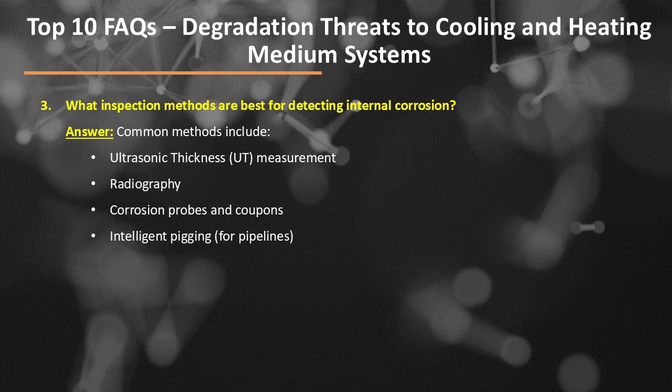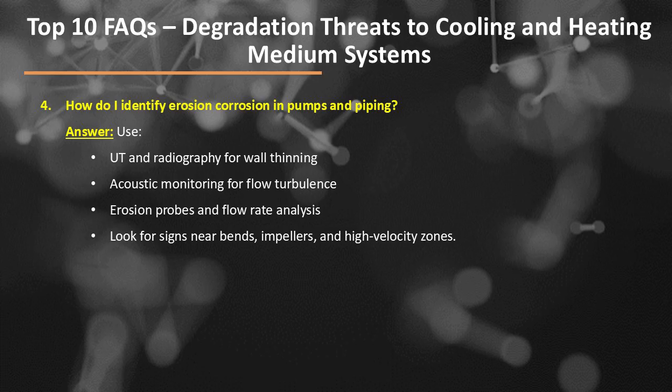Question number 3. What inspection methods are best for detecting internal corrosion? The answer is, common methods include ultrasonic thickness or UT measurement, radiography, corrosion probes and coupons, and intelligent pigging for pipelines. Question number 4. How do I identify erosion corrosion in pumps and piping? The answer is, use UT and radiography for wall thinning, acoustic monitoring for flow turbulence, erosion probes and flow rate analysis, and look for signs near bends, impellers, and high-velocity zones.